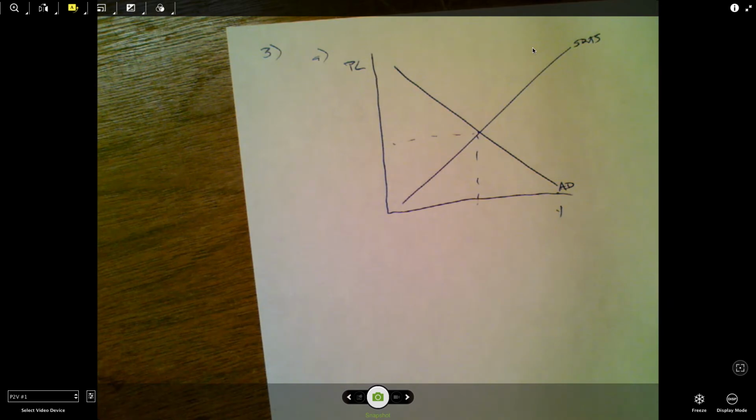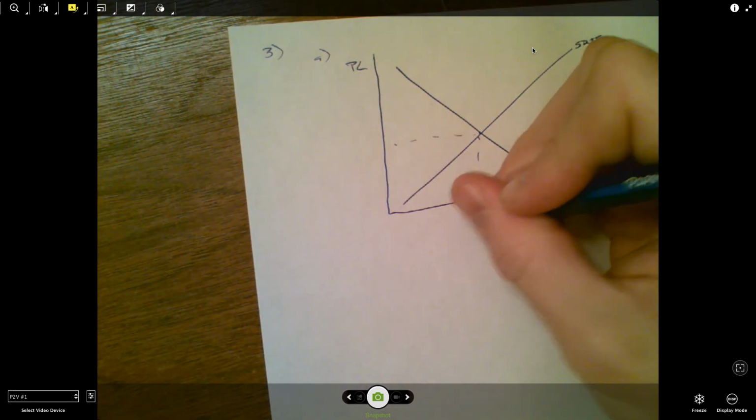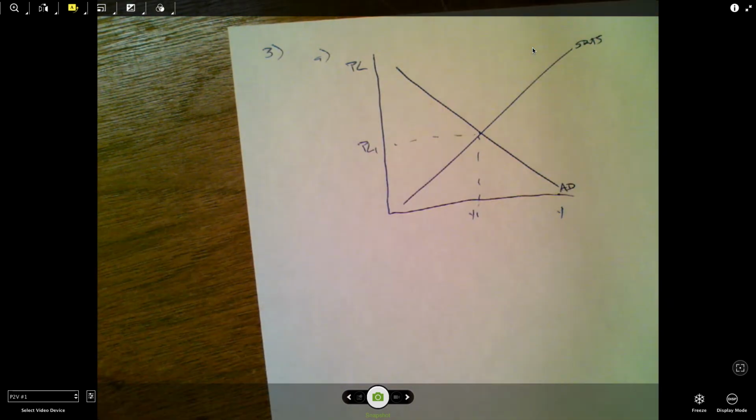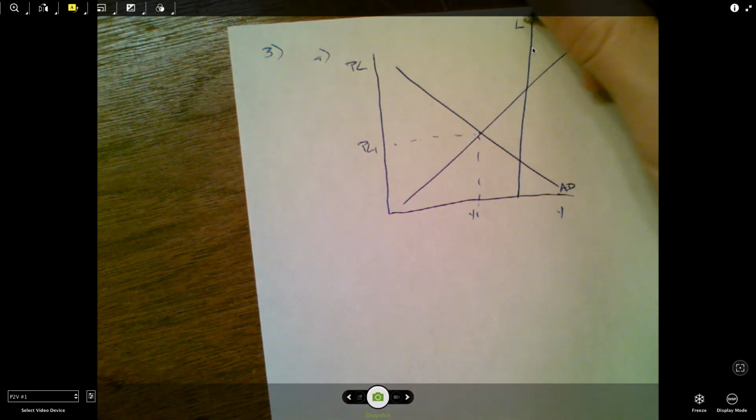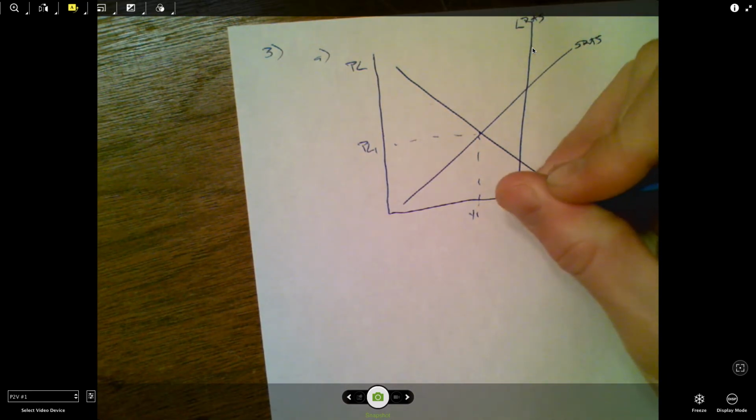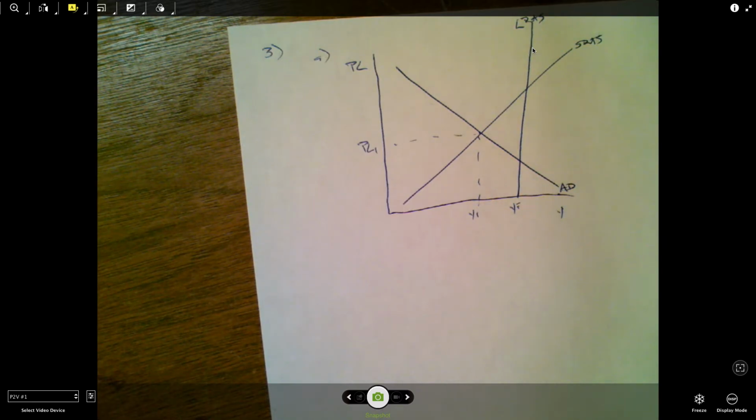And our labels are what? Y1 and PL1, and we're below full employment, so we're operating in a recession. So here's our long run aggregate supply, and there is your YF label.